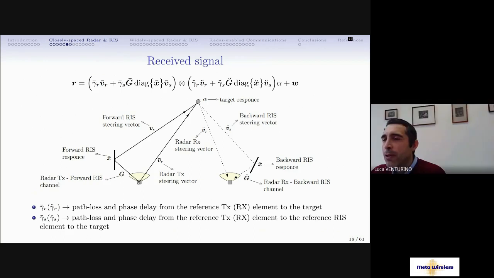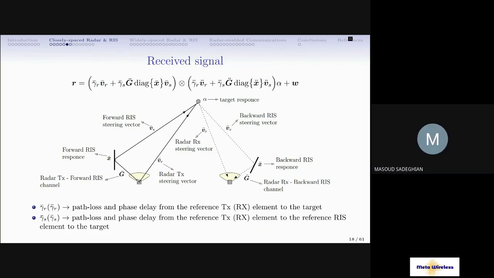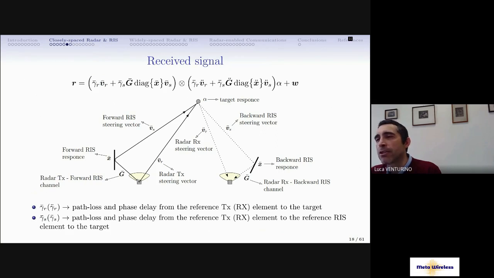If I follow the other path, from here I go to the RIS, and then I go to the target, and then to the radar receiver along this path. So this indirect path will be longer. How much longer? Well, it depends on the distance between this transmitter and the RIS. The longer the distance, the longer the delay offset between the direct echo and the indirect echo. Now, if this delay offset is too large, at some point you will be able to resolve it. The resolution capability is related to the inverse of the bandwidth. So if you want to increase the delay offset, you need to decrease the bandwidth.